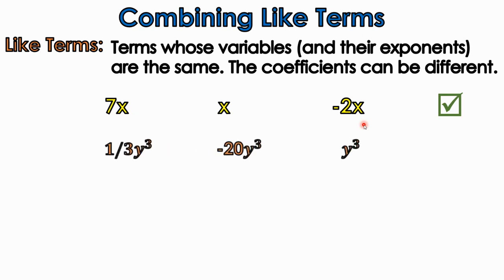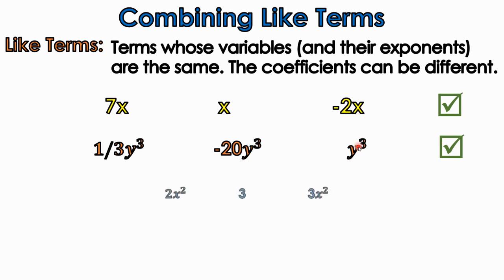Let's take a look at another example. 1/3 y to the 3rd power, -20 y to the 3rd, and y to the 3rd. Okay, so take a look at the variable. The variable this time is y, so that's good. So not only does the variable have to be the same, but if it has an exponent, like in this case it's raised to the 3rd power, then they all have to have that same exponent, which this is raised to the 3rd power, and this is raised to the 3rd power. So just looking at that, I know that these are like terms. I don't care about the coefficients at the moment. So these are like terms. Let's take a look at another example.